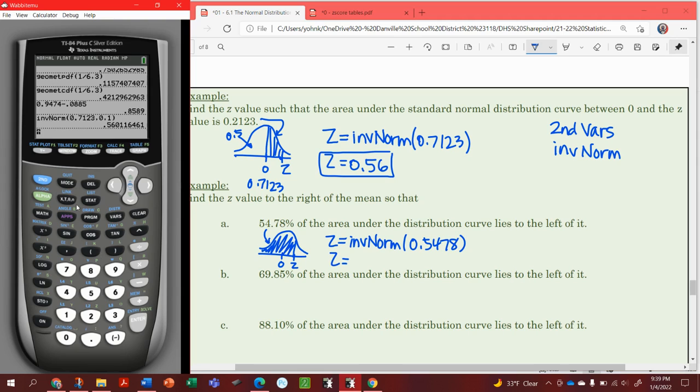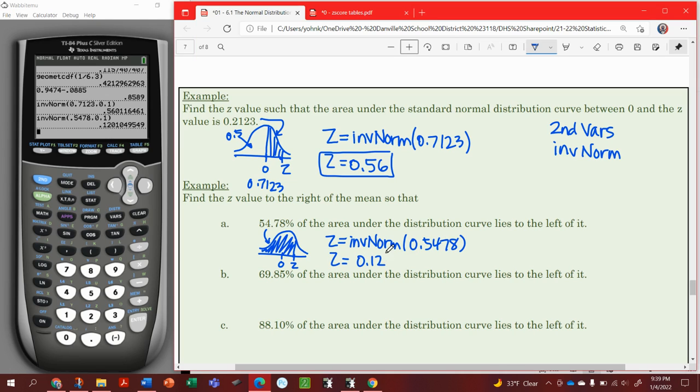So I can do second vars, inverse norm, 0.5478. Hit enter a few times. I should get a number bigger than 0, and I do. I get 0.12, which makes sense because we have more than 50% shaded, so I should have a z-value on the right of 0.